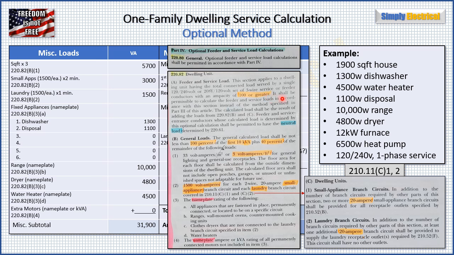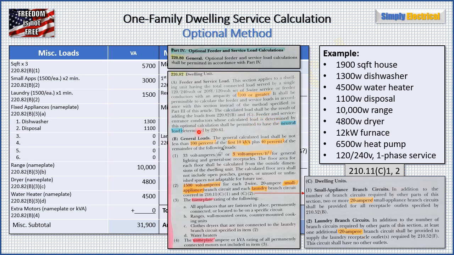Next sentence says, it shall be permissible to calculate the feeder and service loads in accordance with this section instead of the method specified in Part 3 of this article. Part 3 of Article 220 is the standard method. So it's telling you this is a legitimate way you can make the calculation in lieu of the standard method. Next sentence says, the calculated load shall be the result of adding the loads from 220.82(B) and (C). We'll come back to that in just a bit.